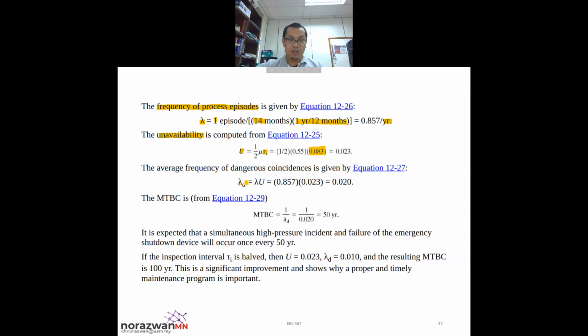This is a new equation. You can relate lambda d with lambda by U. Lambda d over lambda is equal to U. This is another equation: lambda d over lambda is equal to U. So you get your lambda d equal to 0.02.